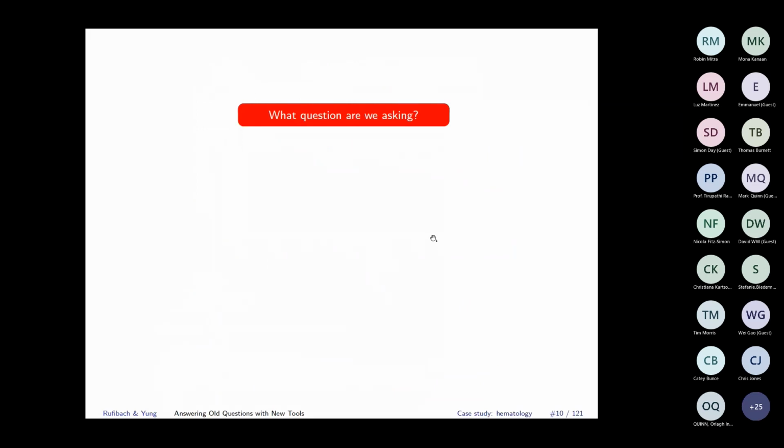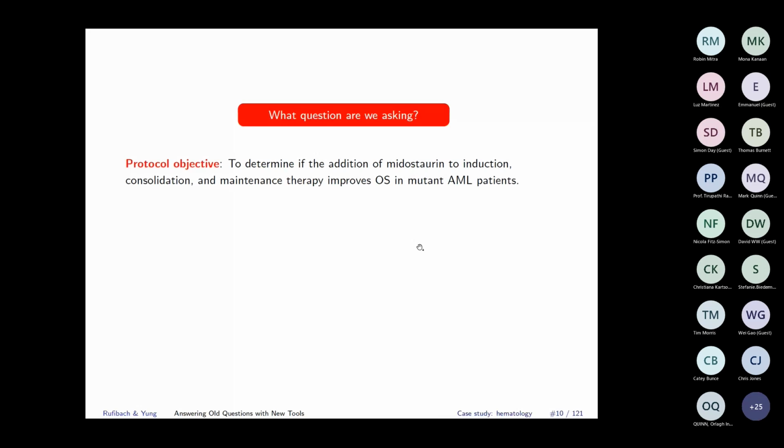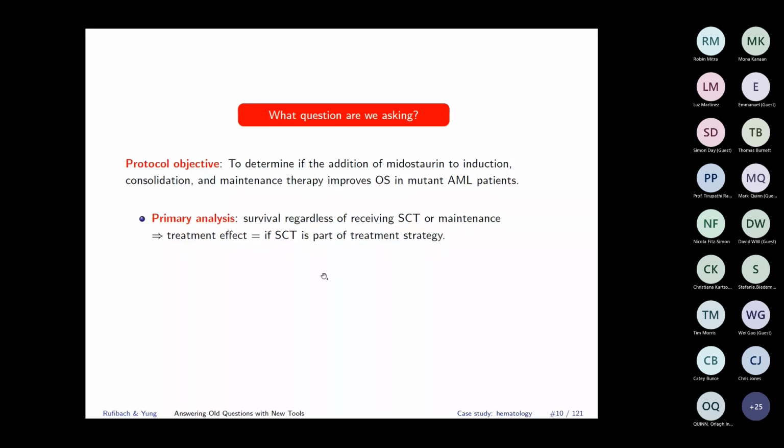So the question we need to ask is, what question are we actually asking? And let's go back to the protocol. The protocol said, we want to determine if the addition of midostaurin to induction, consolidation, and maintenance therapy improves OS in this patient population. And the primary analysis was defined as overall survival regardless of receiving stem cell transplant or maintenance.